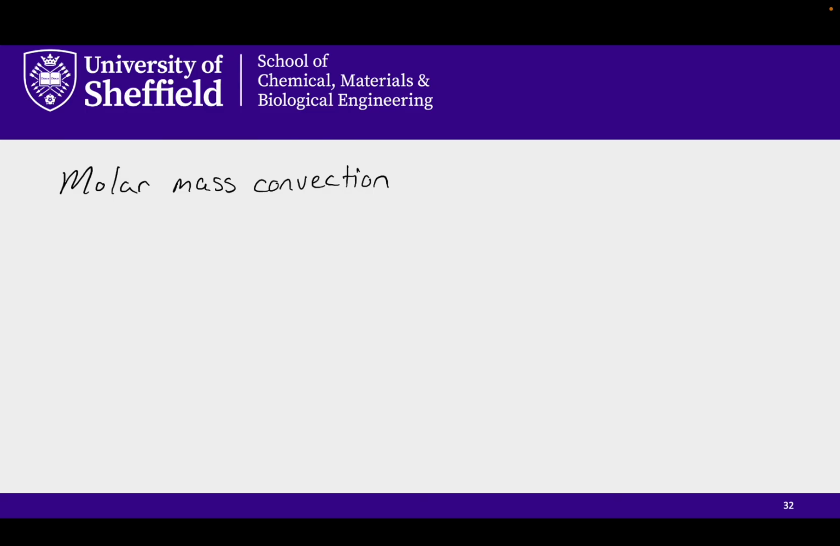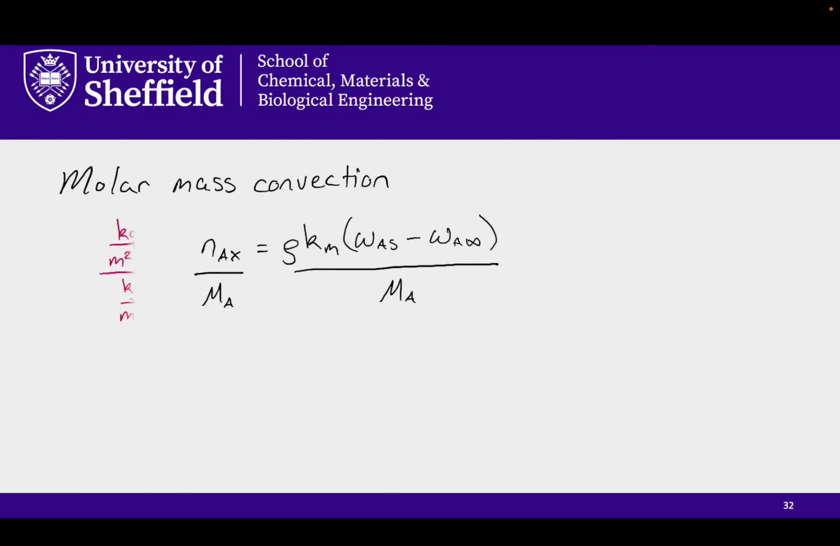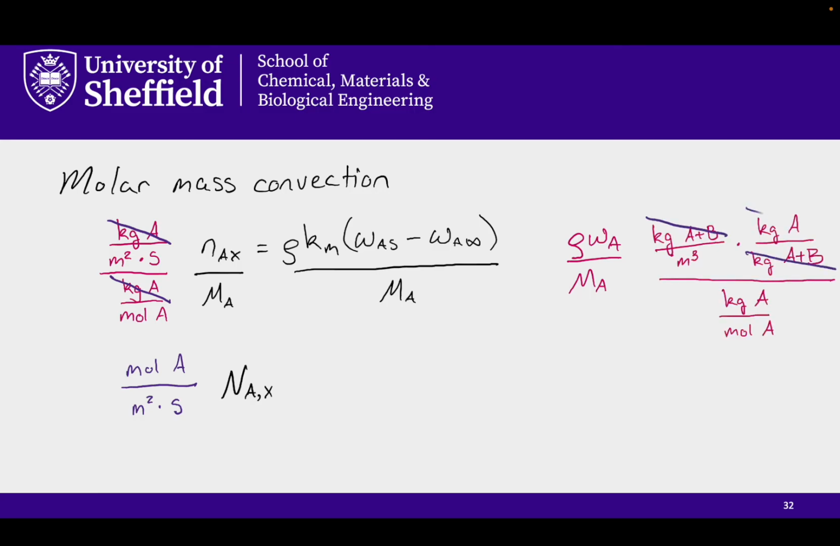So now, if we want to derive an expression for molar mass convection, we divide the mass expression by the molar mass, MA. And on the left-hand side, the units work out such that if you divide, you get something in terms of moles of A per meter squared per second, which is just the molar flux that we want, so we give that capital NAX. And on the right-hand side, if we look at the product of rho with omega A divided by MA, we see that the units work out such that you get something that has the units of moles of A per meter cubed. That's a concentration. And so we're looking at the concentration of A at the surface minus the concentration of A at infinity. So that's our molar mass convection term.